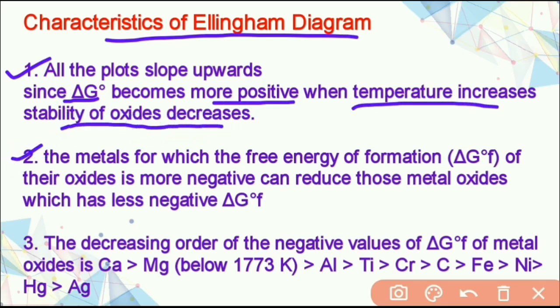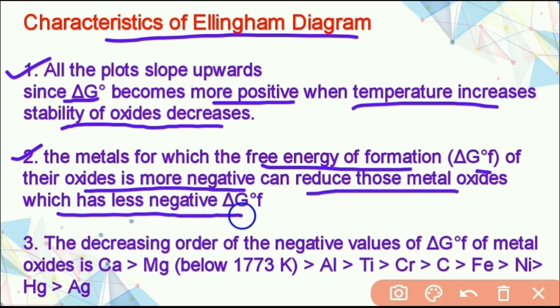Next, the metal for which the free energy of formation, delta G naught f, of its oxide is more negative can reduce those metal oxides which have less negative delta G naught f values. It means those metals whose oxides have more negative delta G values can be used as a reducing agent and reduce a metal oxide into its metal.